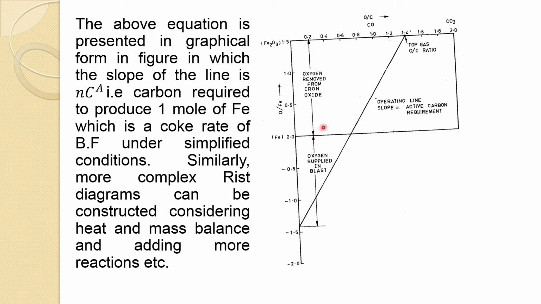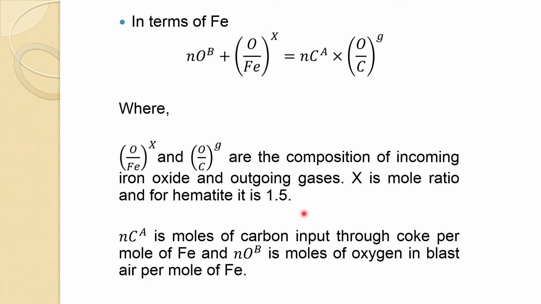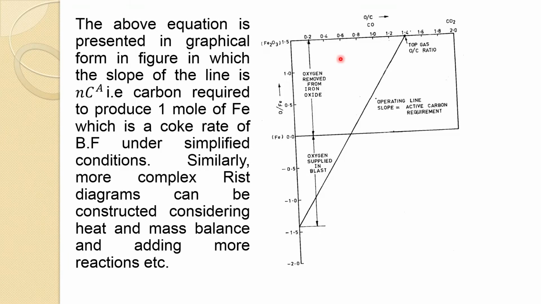So, in the upper zone oxygen is removed from the iron oxide. This shows a graphical representation, and the intercept you will also get. The slope of this line is the number of carbon required to produce 1 mole of iron, which is the coke rate of the blast furnace under simplified conditions.